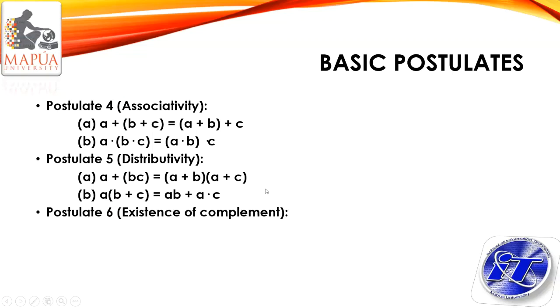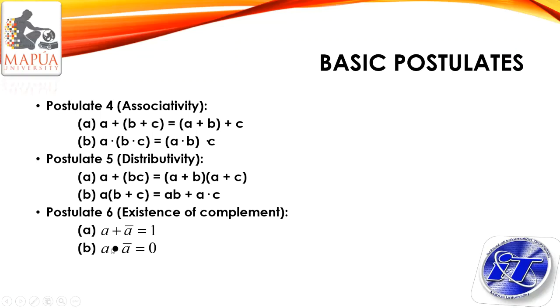Postulate 6, existence of complement. What is the effect of complementing each variable? If A is ORed with its complement, the result is 1. Second form: if A is ANDed with its complement, it is equivalent to 0. Why? Because in this equation, we're always going to have an input of 0. If A is 1, then A NOT is 0. 1 AND 0 is 0.